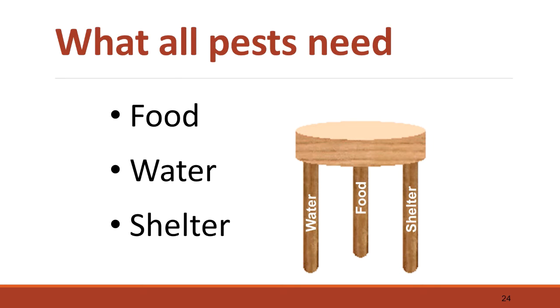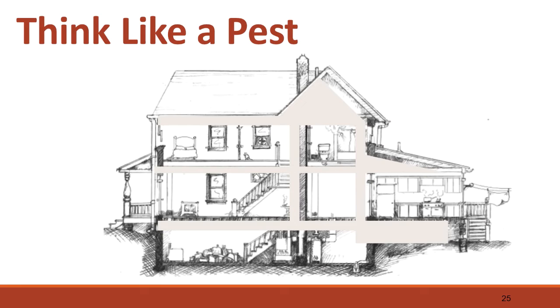Pests require 3 things to survive: food, water, and shelter. The 3-legged stool illustrates this point. If we eliminate any of the 3 legs, pest infestations won't stand up. So the more of these we can remove, the more likely it is that pests will find somewhere else to live. In order to combat pests, we need to understand how they think and how they behave.